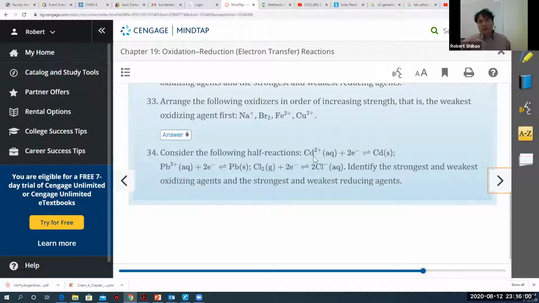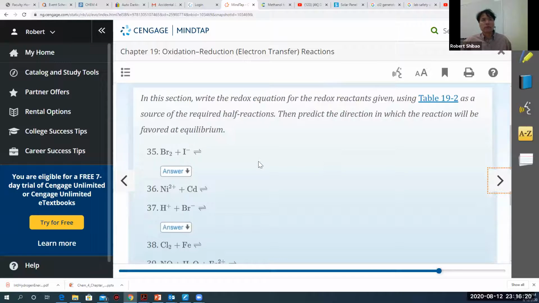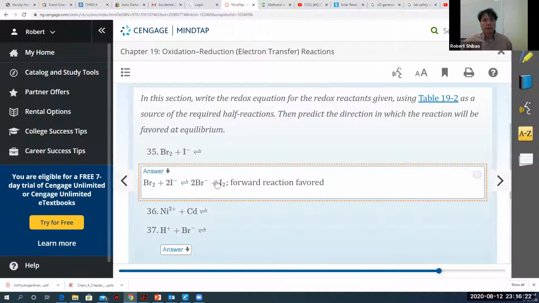Cadmium is an oxidizer, it's taking electrons. Lead is an oxidizer, taking electrons, and chlorine is an oxidizer, taking electrons. And they probably just want us to consult the chart, so we just figure out which one's the strongest. Chlorine, the strongest. Then look at the others. Then the reducing agents would be the opposite trend. Oh, here, bromine and iodide. And so we looked at that.